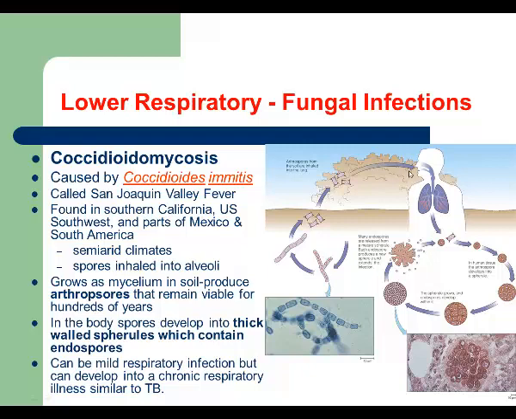When an arthrospore is inhaled into the lungs of that person, it will develop into what we call thick-walled spherules. Within that spherule, a lot of new endospores will be formed, and then when they're mature enough, they leave that spherule, and each endospore will form a new individual spherule.